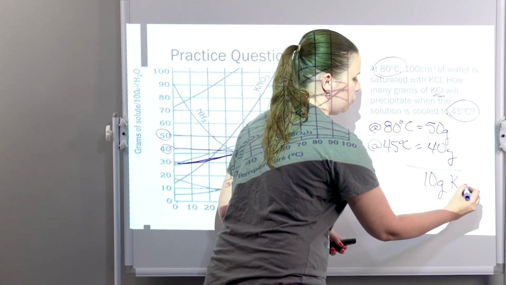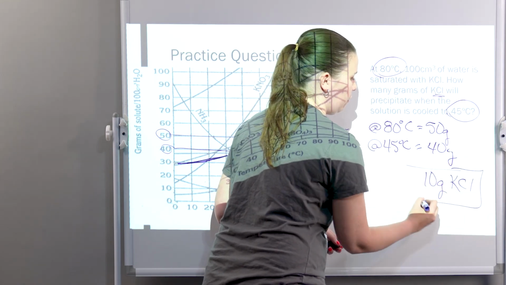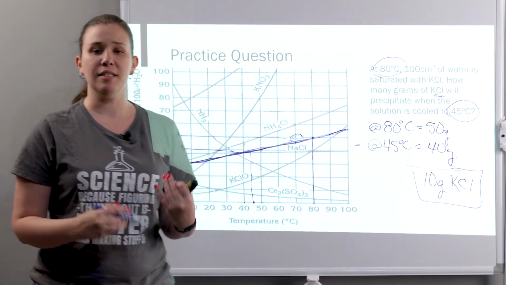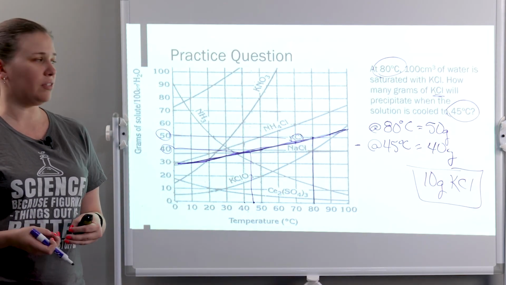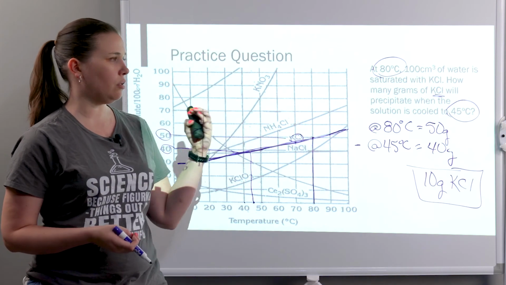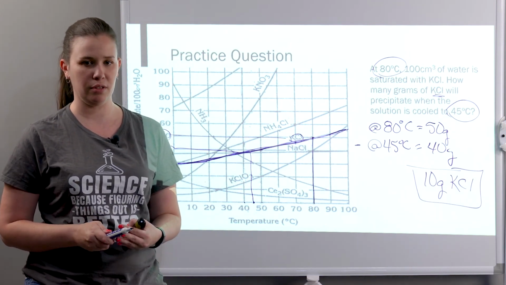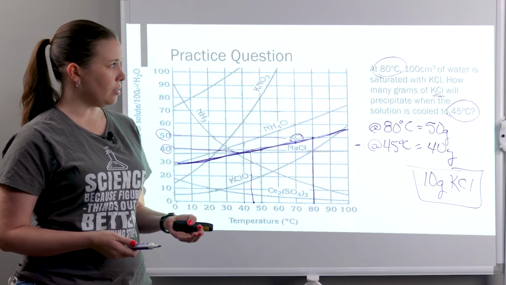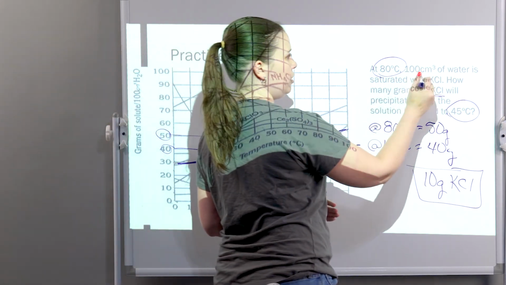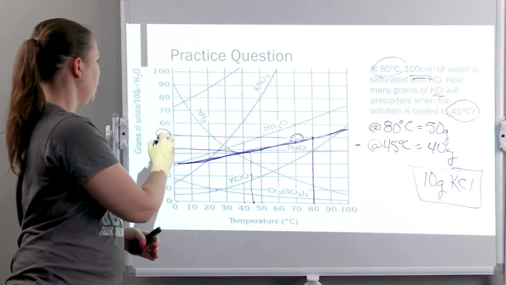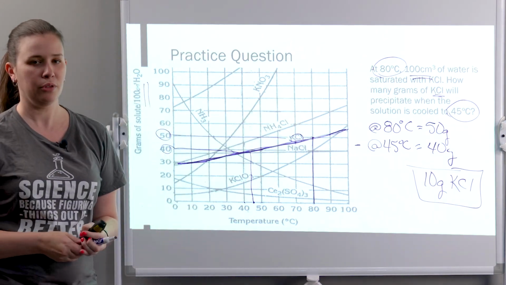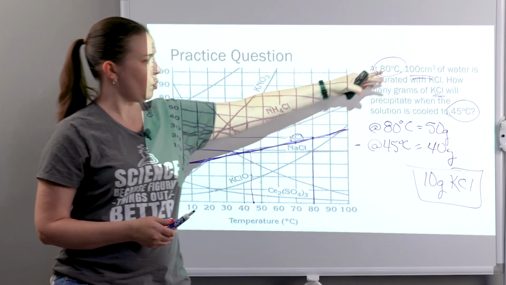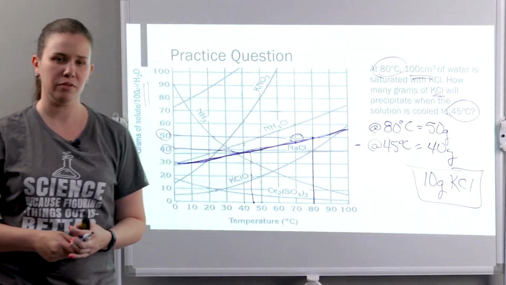And then we want to usually include the substance, especially on a graph that has many of them. We would have 10 grams of potassium chloride coming out of solution if the temperature of the solution dropped from 80 degrees Celsius to 45 degrees Celsius. The last thing that you want to check is, was it for the right amount of volume? 100 cubic centimeters is equal to 100 cubic centimeters. It even looks the same on this example. If it were twice the volume, we would get twice the amount of substance out.